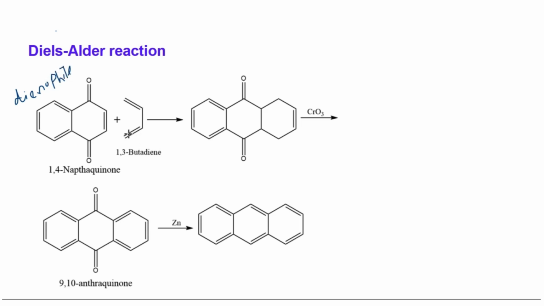So this diene starts attacking this carbon. So this one goes and attacks this carbon, and this pi electron shifts. So finally we will get this intermediate compound. This intermediate gets oxidized with chromic trioxide. So finally we will get this 9,10, that is anthraquinone. In a similar way it gets reduced to anthracene. So this is the key step. This is the cyclization, generally in the presence of heat. Under thermal conditions, naphthoquinone and 1,3-butadiene get cyclized to give this product. Okay, so this is the key step.